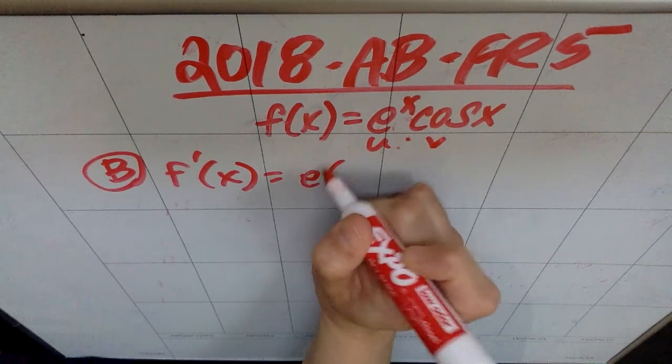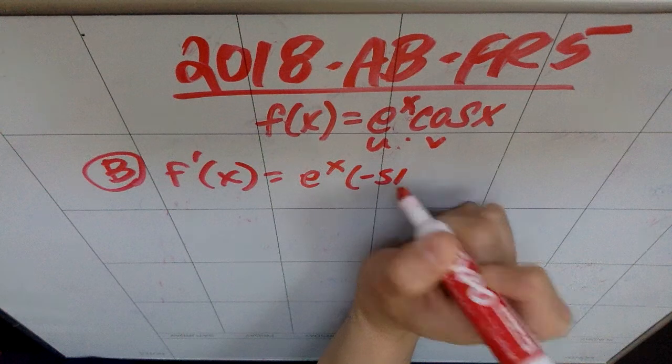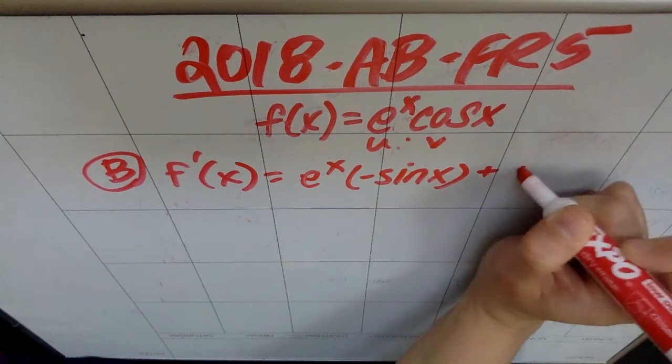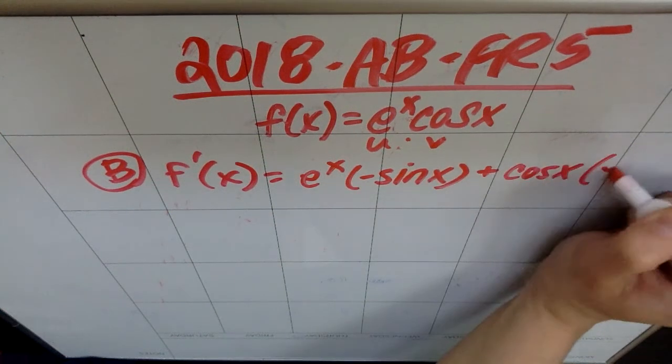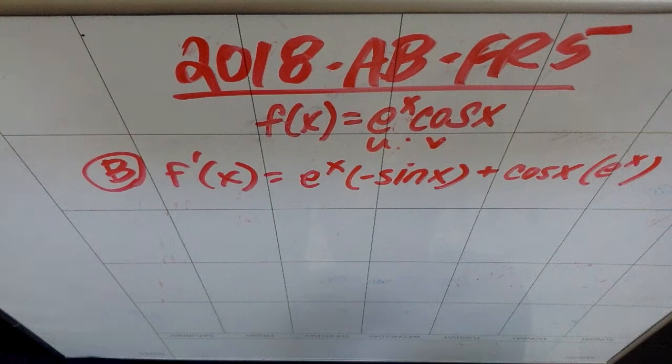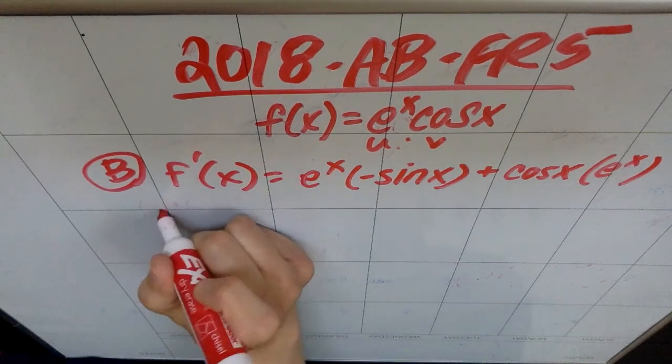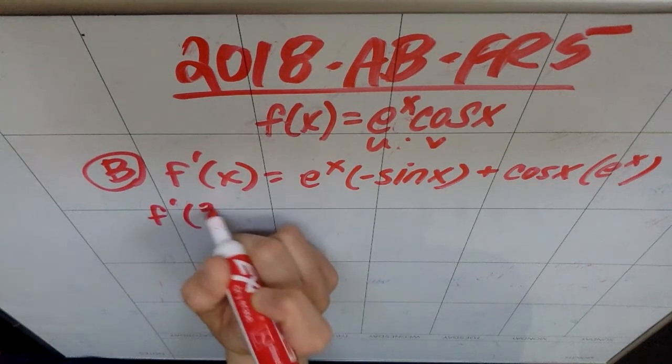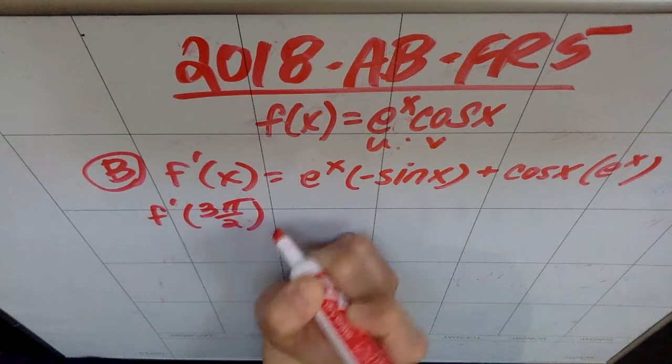So u dv, derivative of cosine is negative sine, right? Plus v du, cosine of x times the derivative of e to the x, which is e to the x, right? You can simplify it if you want, but since they specifically only wanted f prime at a particular point, there's not a whole lot of reason to simplify it.